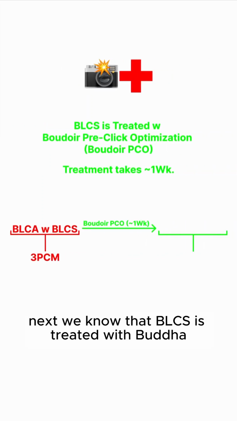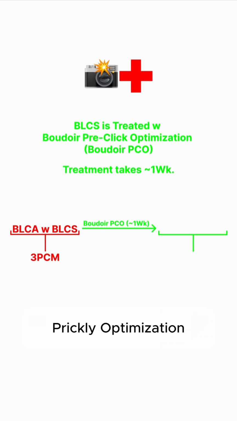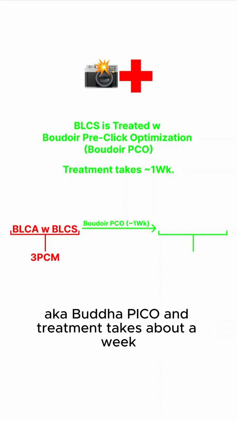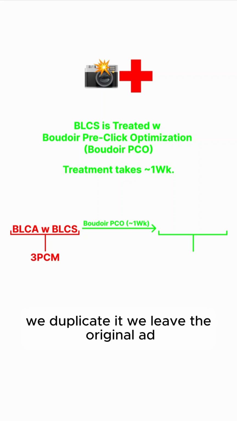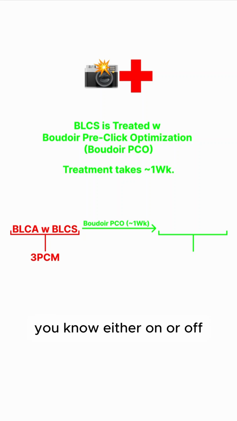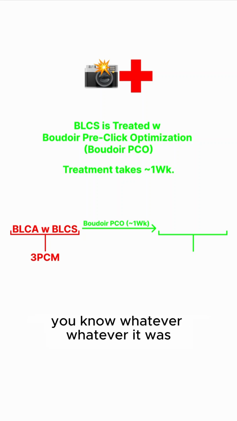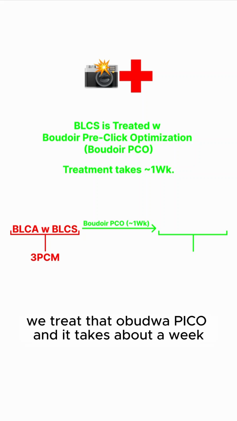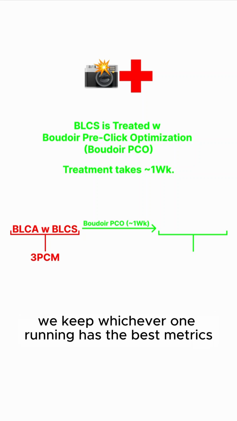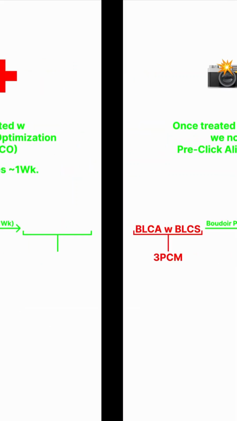Next, we know that BLCS is treated with boudoir pre-click optimization, aka boudoir Pico, and treatment takes about a week. And the way we treat is we take the original ad, we duplicate it, we leave the original ad either on or off, whatever it was. With the duplicated one, we treat that with boudoir Pico, and it takes about a week. And then at the end, we keep whichever one running has the best metrics.